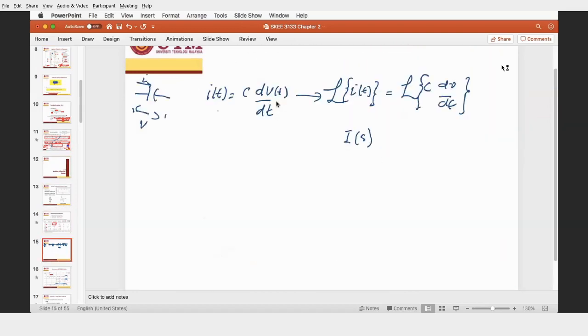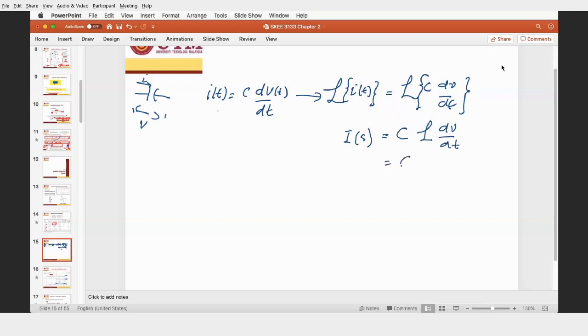Okay, so if you Laplace i(t), you can get I(s) equal to C, which is a constant. If you have a value of 10 farad and so on, you can put the value. Must use the standard unit: farad, henry, ohm. Don't use microfarad and so on. So you have C here, a constant value, and then you Laplace the dV over dt.